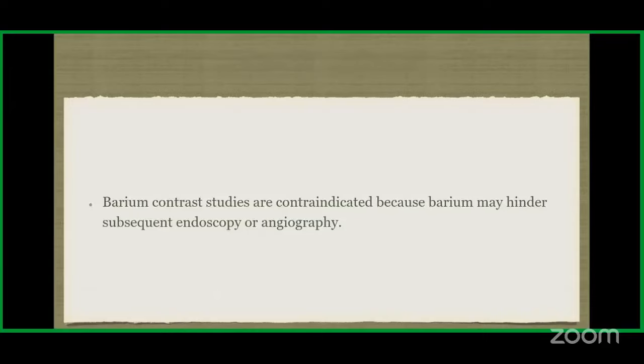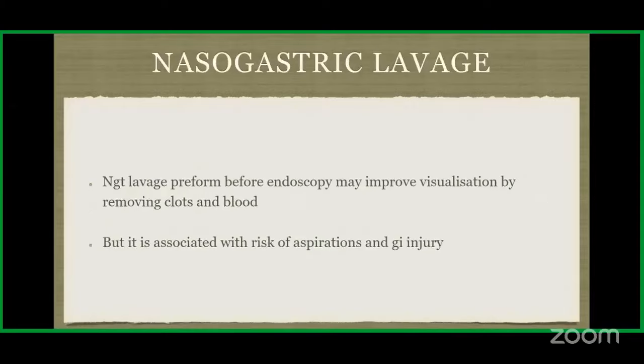If lactate is elevated, the patient is in sepsis, and there is a high risk of mortality involved. Barium contrast studies are usually contraindicated because if there's an angiography or any endoscopy planned ahead, it might cause hindrance to that. Nasogastric lavage: usually when endoscopy is planned, a nasogastric lavage can be helpful to clear out any blood in the stomach to give us a clear vision. But it has to be done only in selected cases, not all cases of upper GI bleed. We can put a Ryle's tube and do lavage, but there's a high risk of aspiration or GI injury during that.